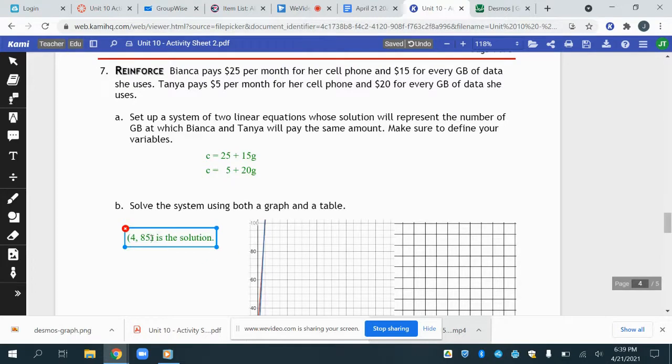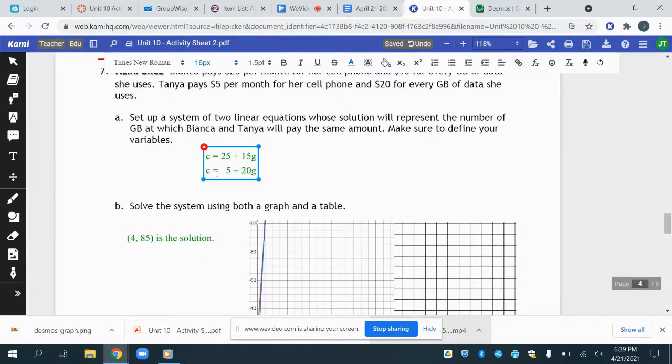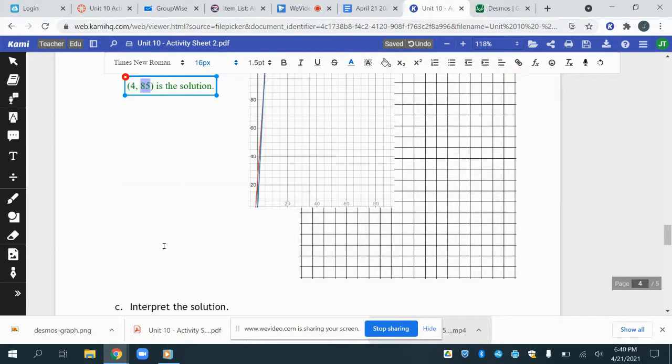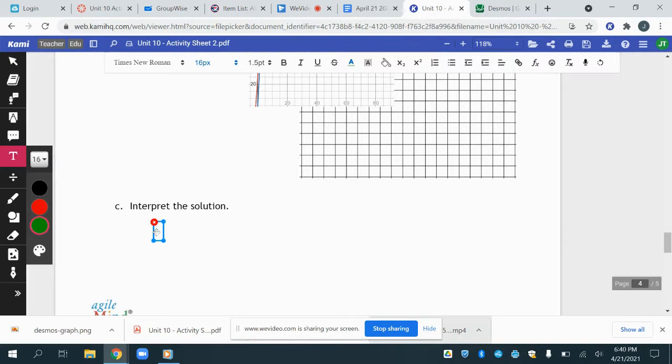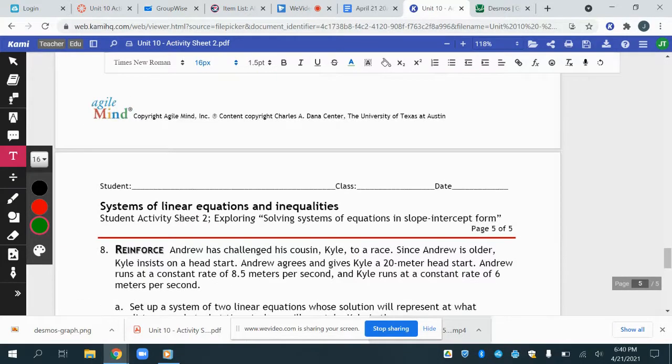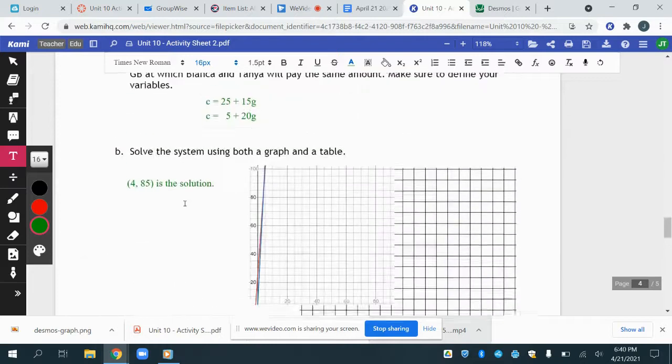Okay, so we're keeping track of gigs, and C is the cost. So 4 gigs costs $85. That's what we're finding out. So for both plans, 4 gigs costs $85. And that's what we need to know. Okay, last one.